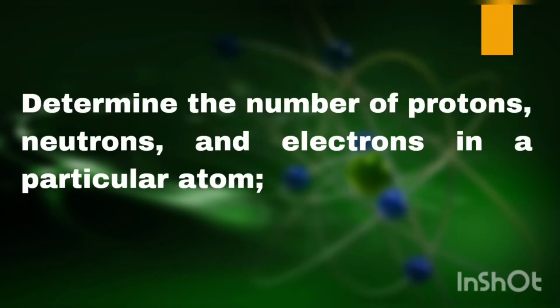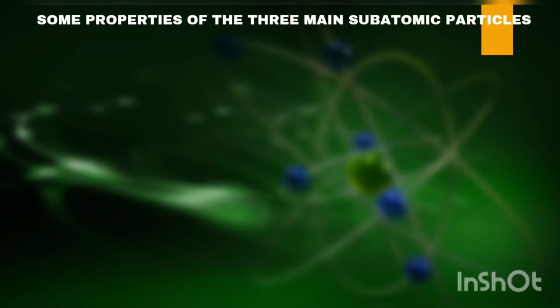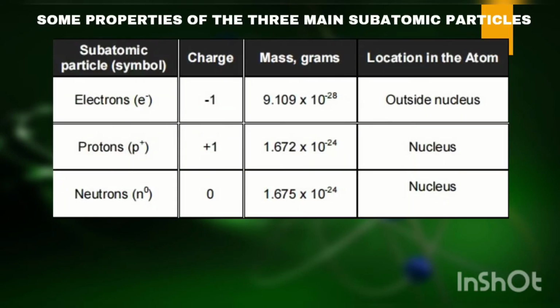In this video lesson, we will determine the number of protons, neutrons, and electrons in a particular atom. But before we discuss, let us have this information about some properties of the three main subatomic particles. So we have the electrons, protons, and neutrons. The charge of electron is negative, and the charge of proton is positive. So we have here their masses and the location in the atom.